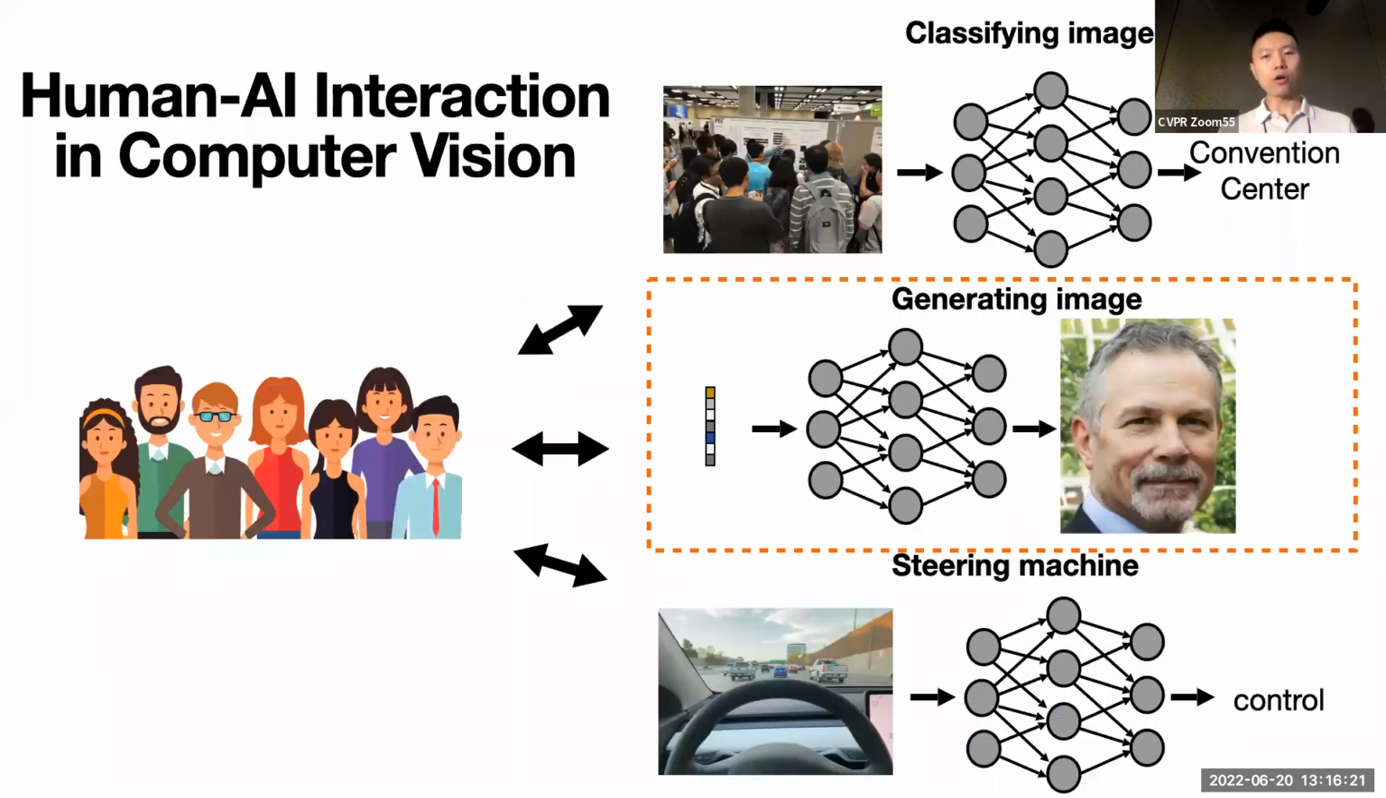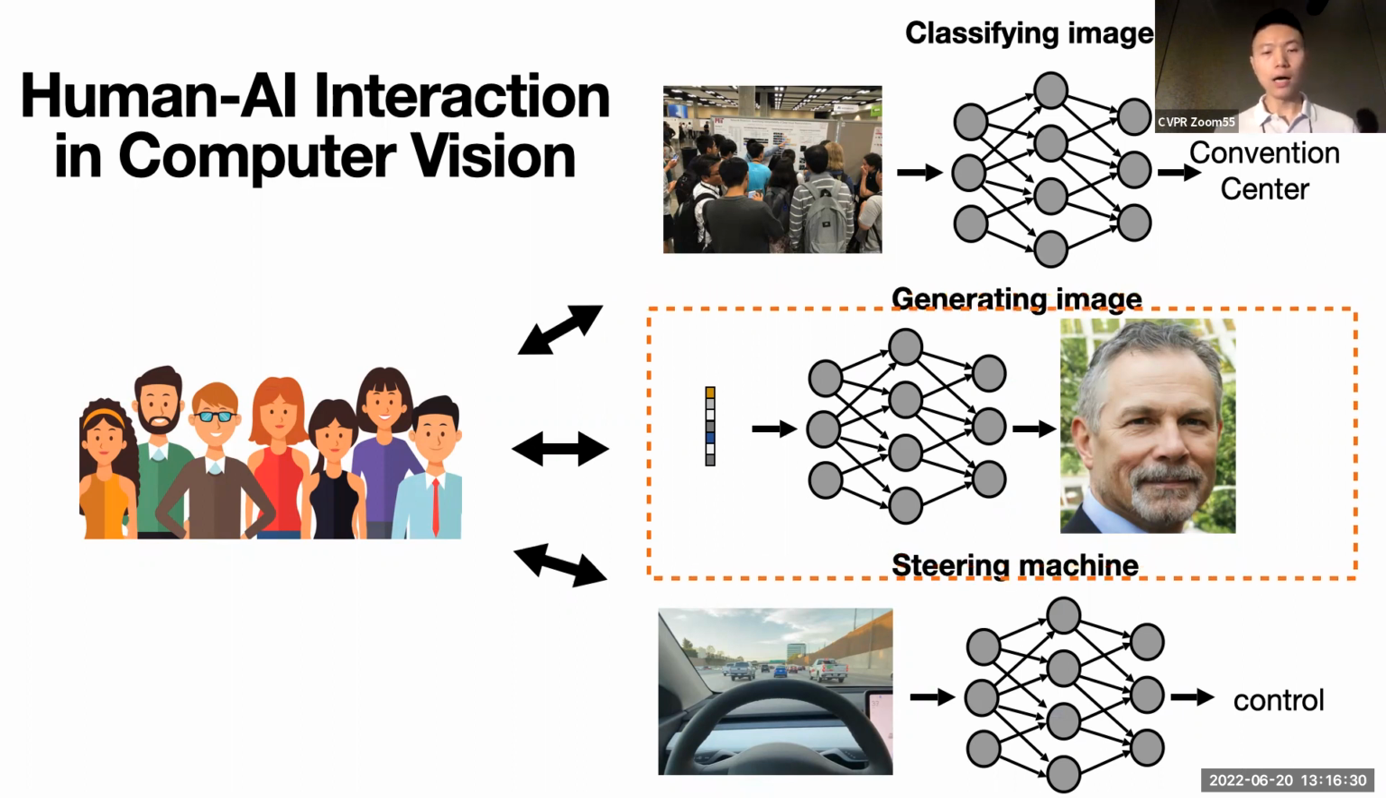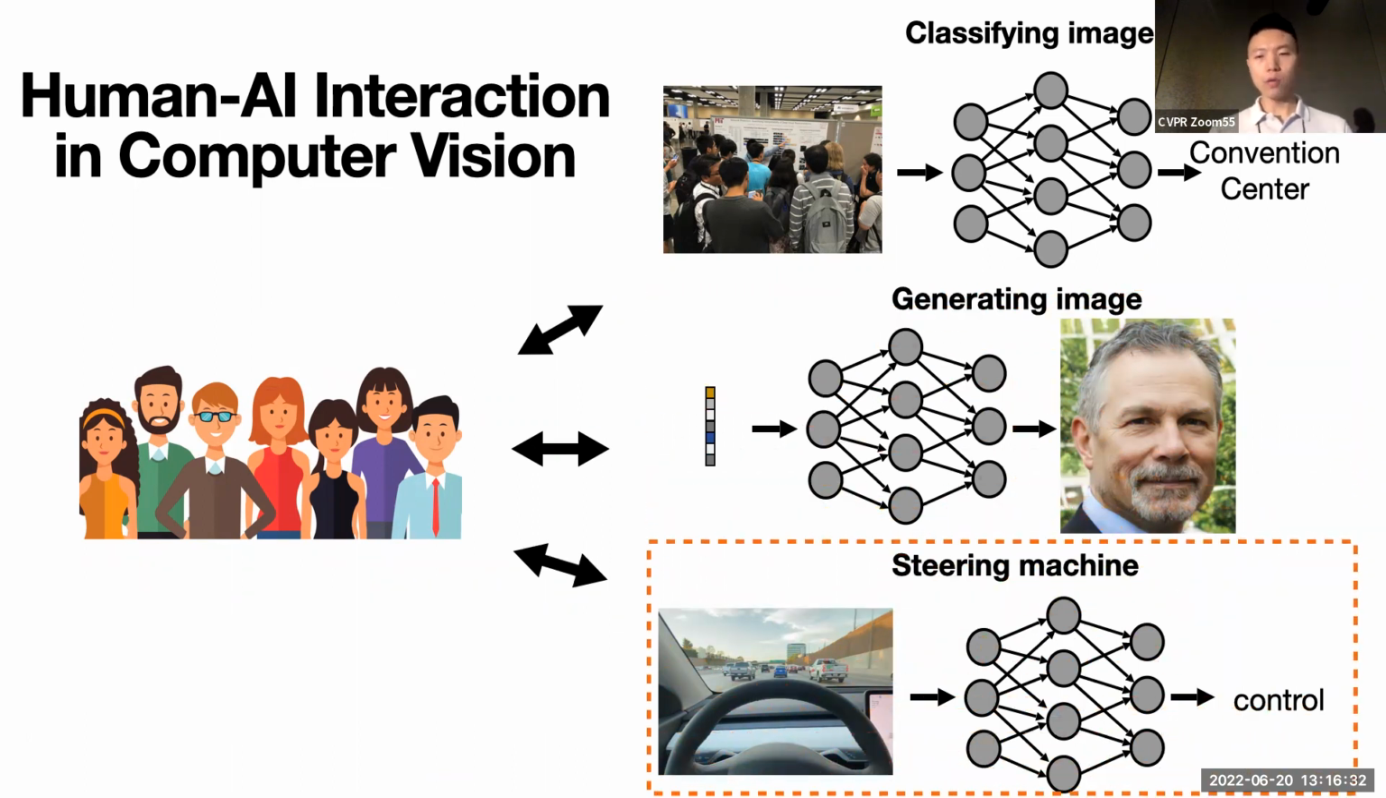So that is the second part, to add this interaction capabilities for this generative model. So the third part I will talk about is how we can build human-AI interaction for AI models trained for machine autonomy applications.